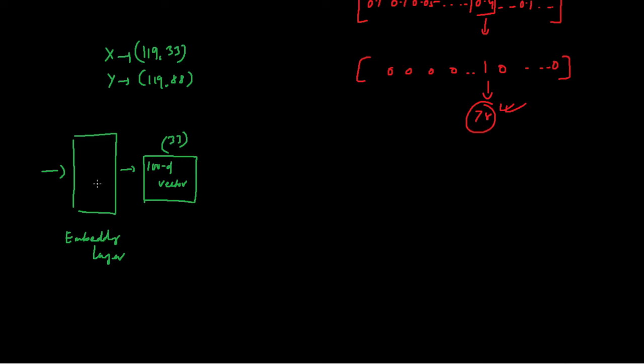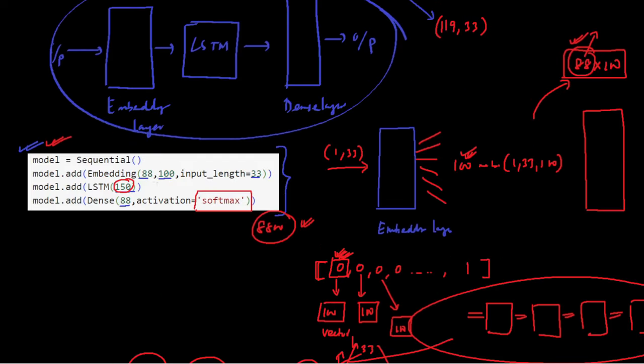119, 33, 119, 88, right? Okay, so after the embedding layer is done, we are converting each word to a 100 dimensional dense vector, right? And how many such vectors are there? 33. Now here each vector goes through dot dot dot, and let's say this is your 33rd vector, which is nothing but 1,150. Now that's because of the LSTM layer, right?